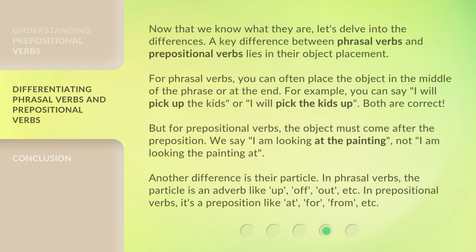Another difference is their particle. In phrasal verbs, the particle is an adverb like up, off, out, etc. In prepositional verbs, it's a preposition like at, for, from, etc.